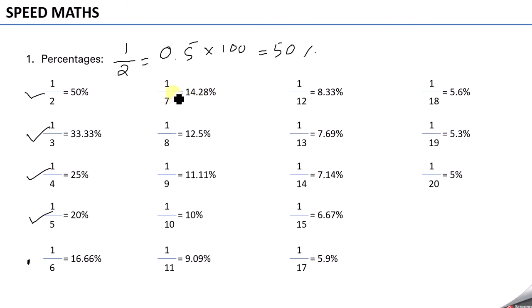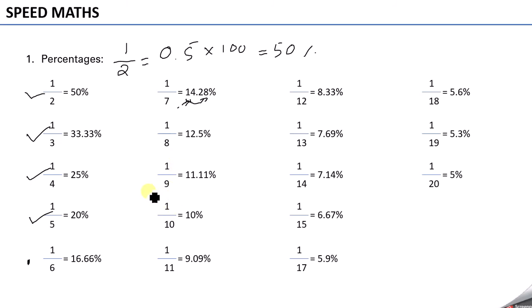So how we can remember 1 by 7 is 7 into 2, 14, 14 into 2, 28. So 1 by 7 is 14.28. Now 1 by 8 is easy to remember. It's half of 1 by 4. So half of 25% is 12.5%.